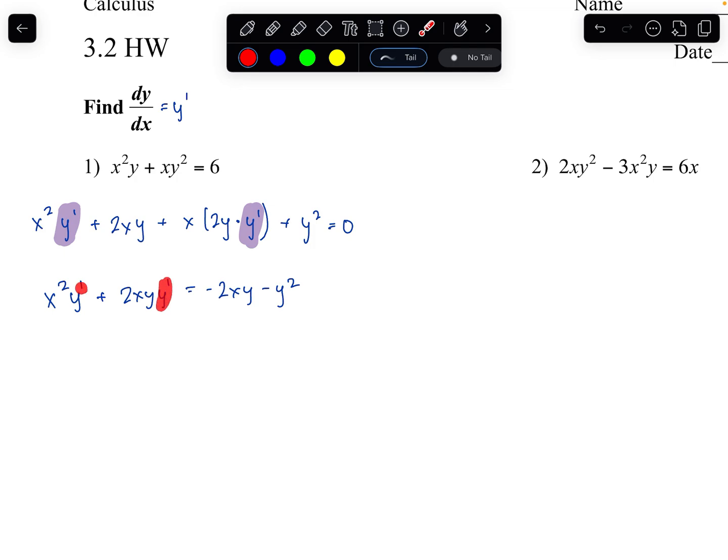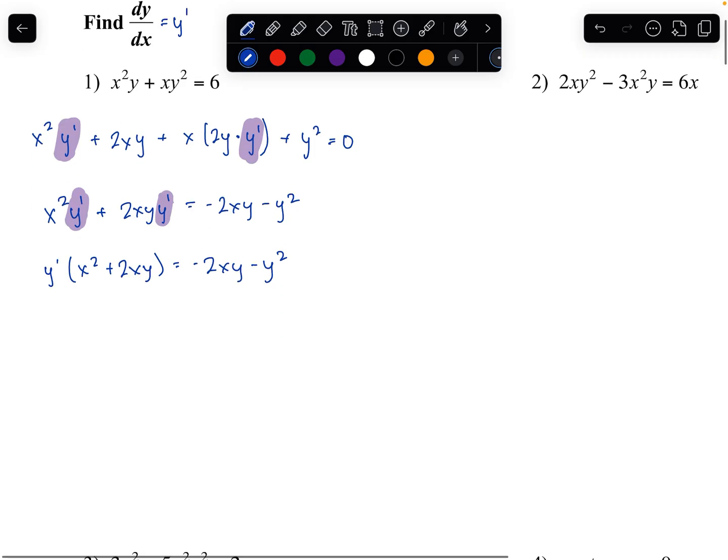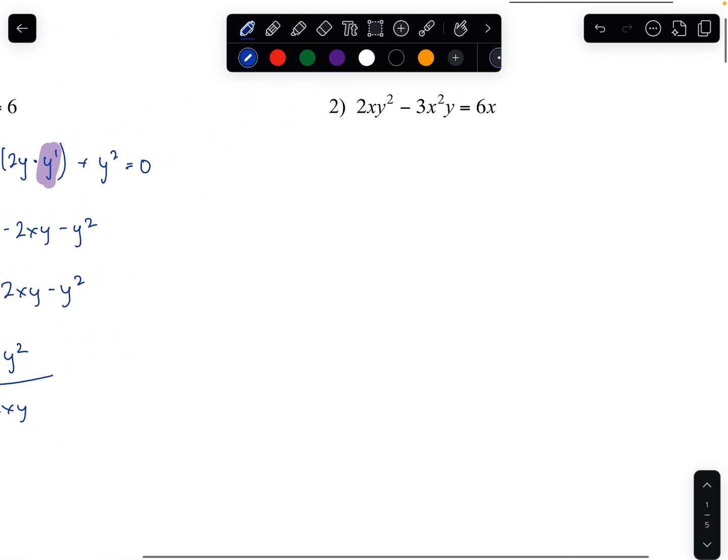Now that I have these terms with y prime in them, I can factor out the y prime. So y prime times x squared plus 2xy equal to negative 2xy minus y squared. Now we can divide by all of this right here. So then y prime will be equal to negative 2xy minus y squared all over x squared plus 2xy. And yeah, that's that right there.